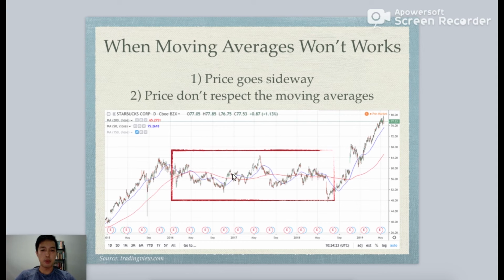You realize that price action will just go up and down, and price will hit up, hit down, and just cut across the moving averages.